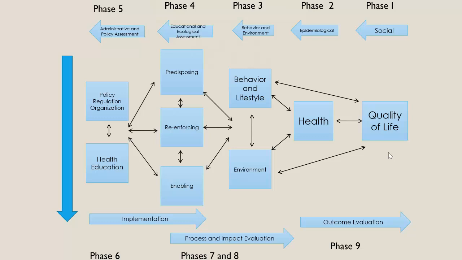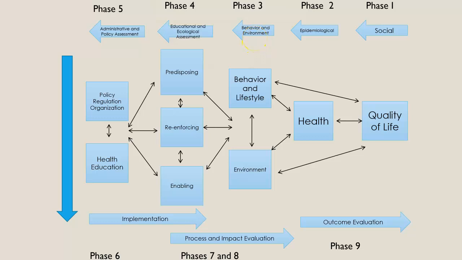So when you look at the precede proceed model, remember you start at the end and you work your way counterclockwise to get back to where you started. So we start with the quality of life and health, and we're looking at social and epidemiological assessment and data. And when you do that, if you look at the bottom, you're actually focused on outcome evaluation. Where we are right now is we're in phase 3 and 4, and we're looking at educational and ecological assessments.